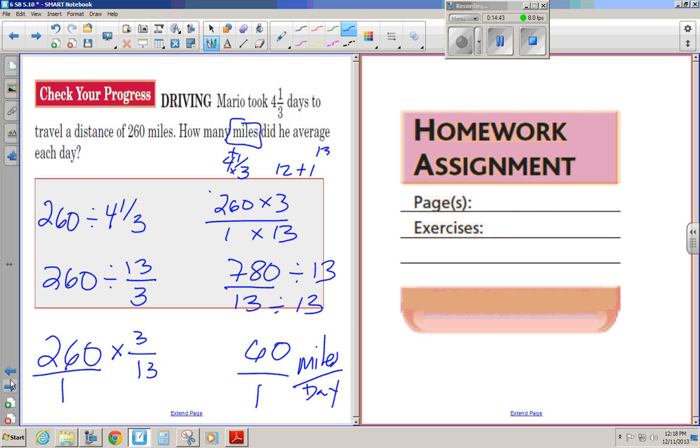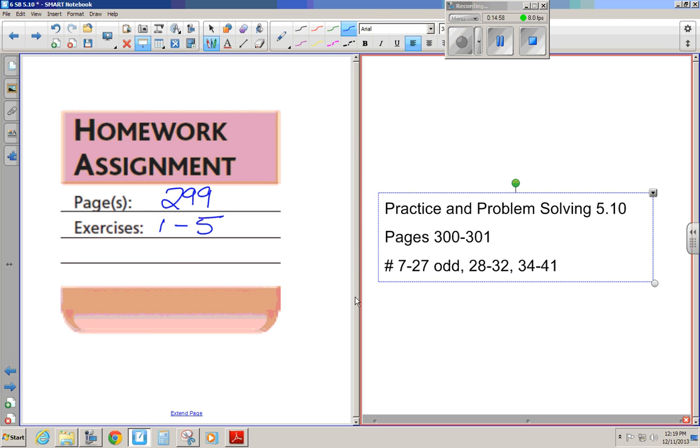All right. So please don't forget to do the CYUs, which are on page 299. You have to do only 5 of the problems, 1 through 5. All right, make sure you check those, show me those for your homework. This, of course, will be our classwork. Good luck.